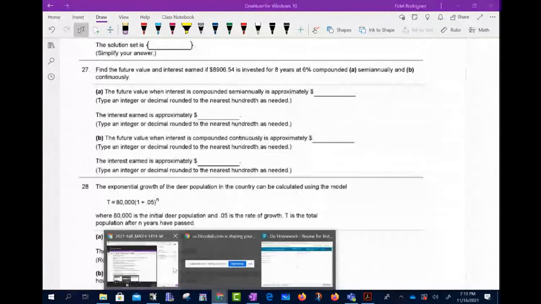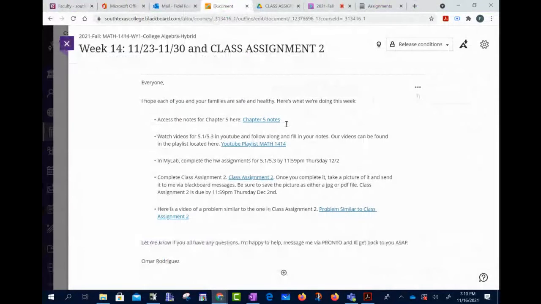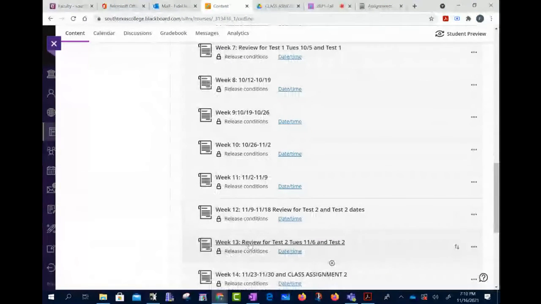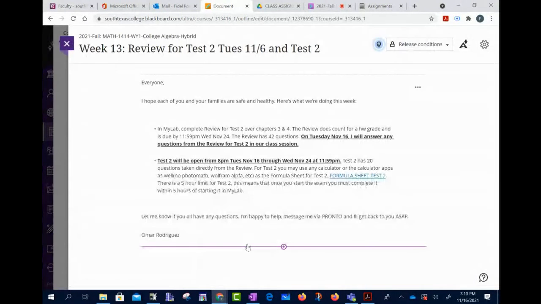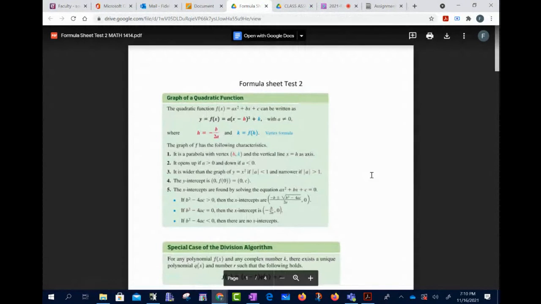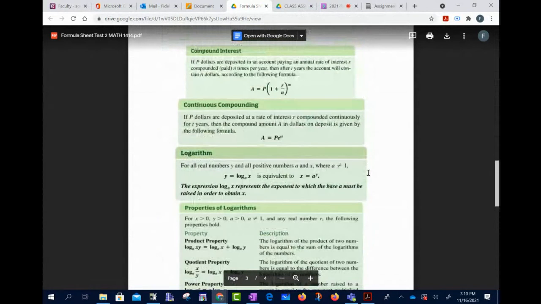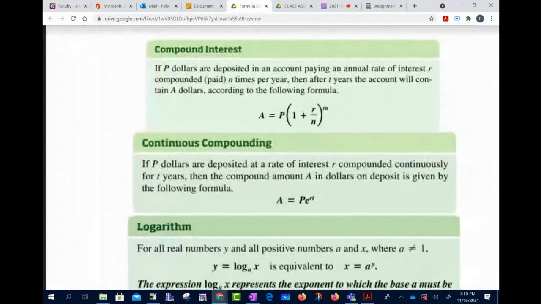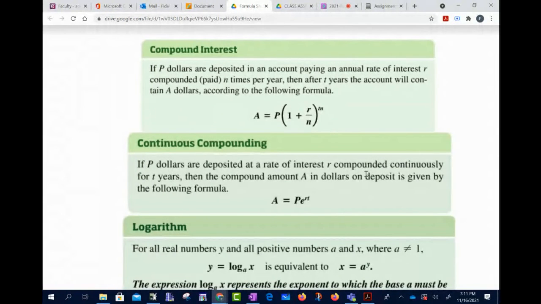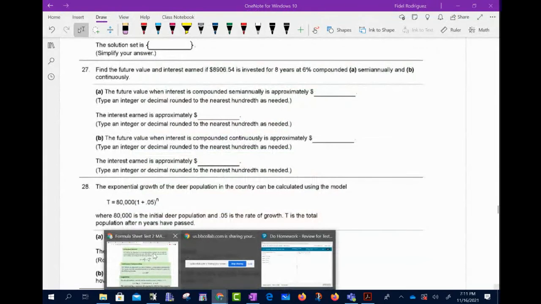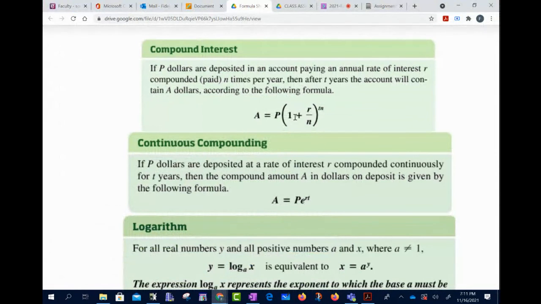Okay, so look, y'all, before I do this one here, I'm going to pull something up. I'll talk about next week in a minute. Okay, so here you all, I did include the formula sheet for our test here. First thing, compound interest. So for number 27, I'm going to use these formulas right here, okay?